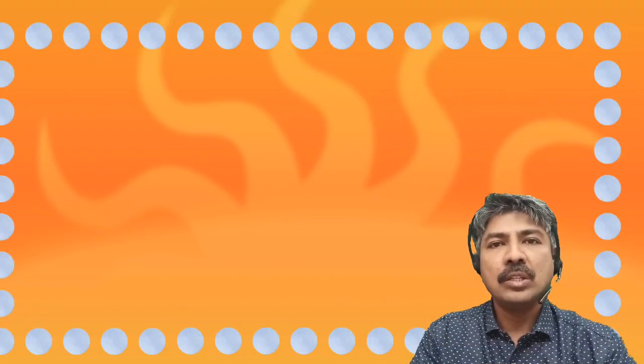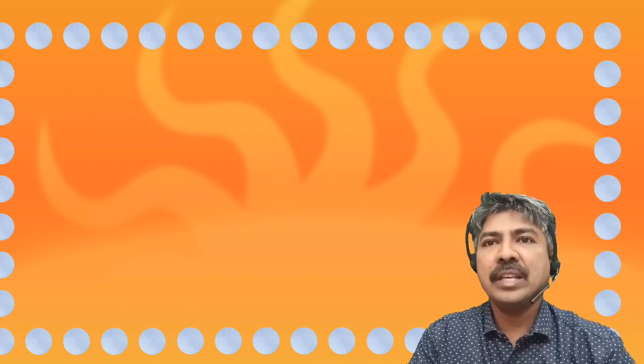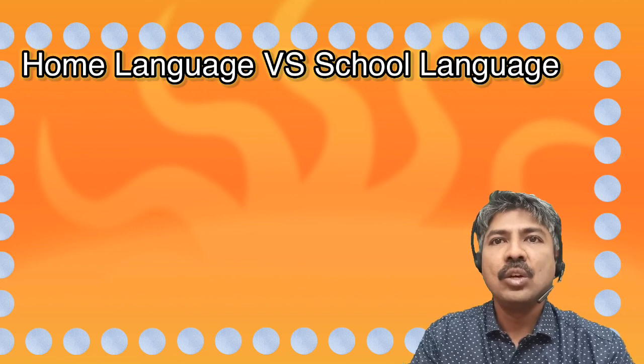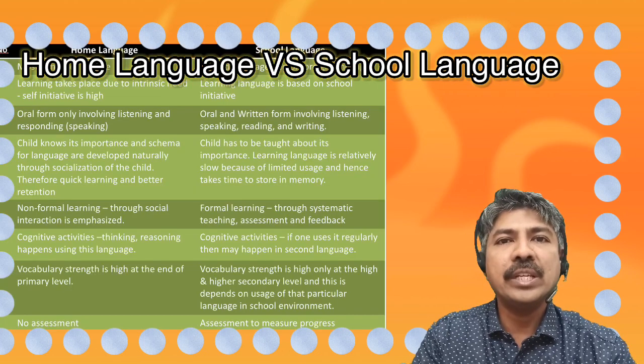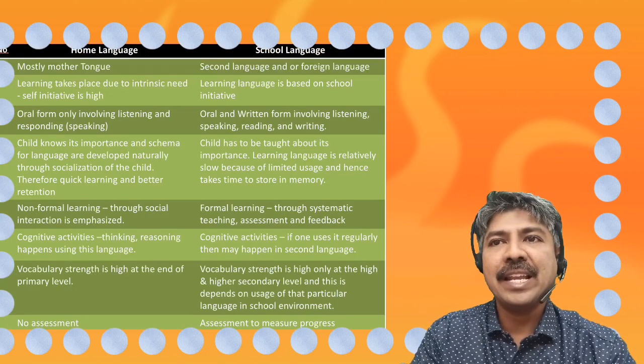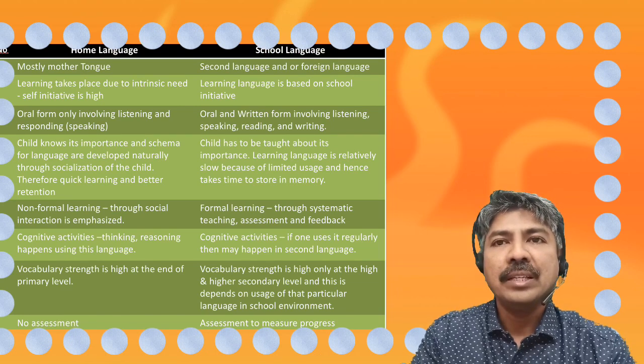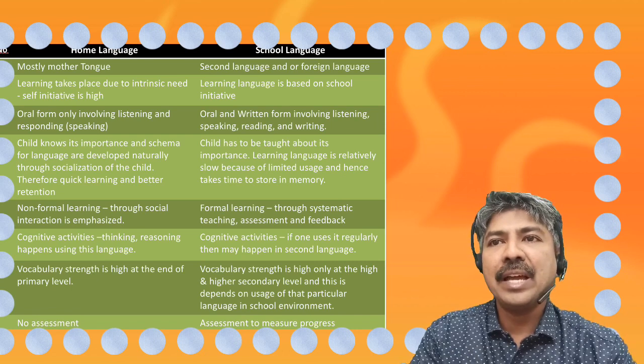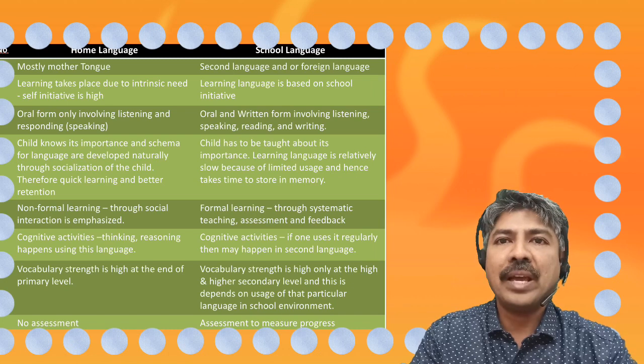So this is about acquiring a new language. The next one being the difference between home language and school language. So home language is mostly mother tongue. Second language or foreign language is taught in schools. Here in home language, learning takes place due to intrinsic need and self-initiative is quite high. Learning language is based on school initiative in terms of school language.